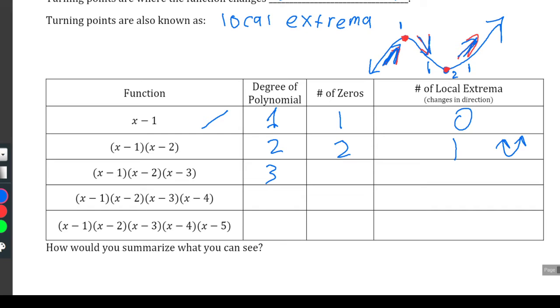I'm going to fill out the rest of these. So we have a degree of 3, 4 and a degree of 5. And you might have started to notice a pattern that the number of zeros is equivalent to the degree number. And if we think into our local extrema, it is 1 minus the degree number. So just to draw these out, this is a cubic. And we have our 4th degree polynomial, and then our 5th degree polynomial looks something like that.